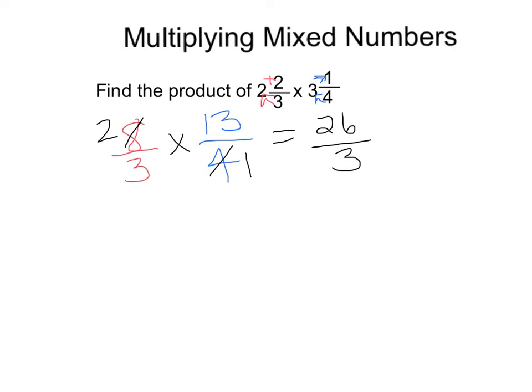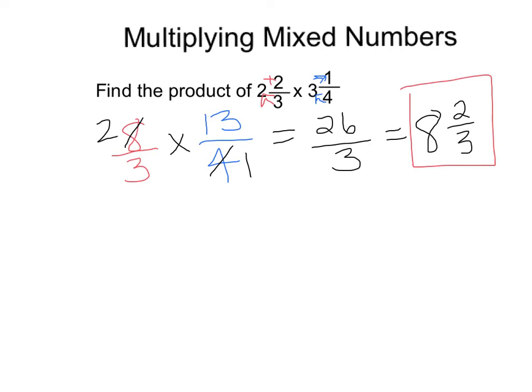So we need to see how many times 3 goes into 26. Well, 3 times 8 is 24, 3 times 9 is 27, so 27 is too big, it has to be 24, which means 8 is going to be my whole number. And so 26 minus 24 is 2, so 2 is what's left over, that's my new numerator, and my denominator stays the same. So my final answer, turning it back into a mixed number, is 8 2/3.